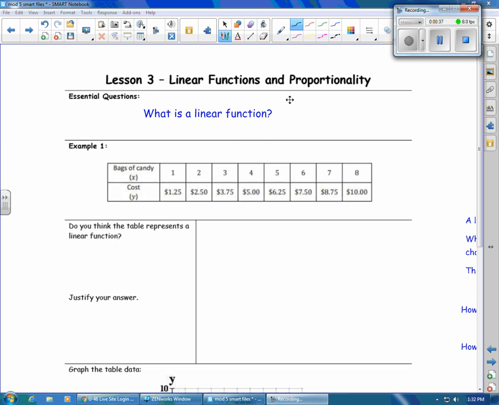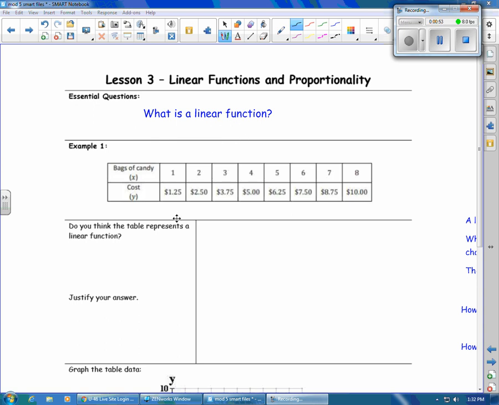So we're going to be looking at linear functions. Now we spent a whole module on linear equations, and we learned what the word linear means, and hopefully you're recognizing the word line in linear. When something is linear, when we graph it, the graph is going to be a straight line.